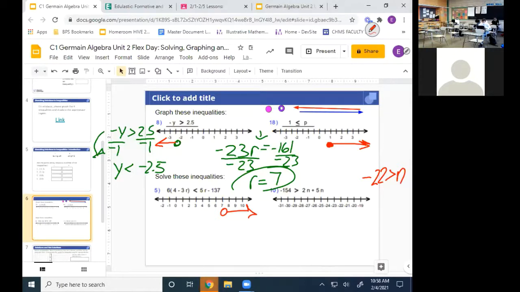Open at negative 22. And then if negative 22 is greater than my n values, which direction is my line going to be going? To the left. Very good. Because that means all of our other values are going to be smaller. Our n values are going to be smaller than negative 22, which is this region right here. Nice job there, Gabe.